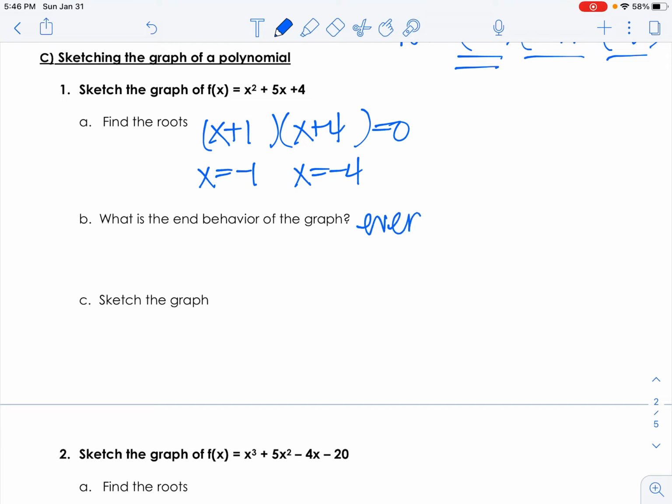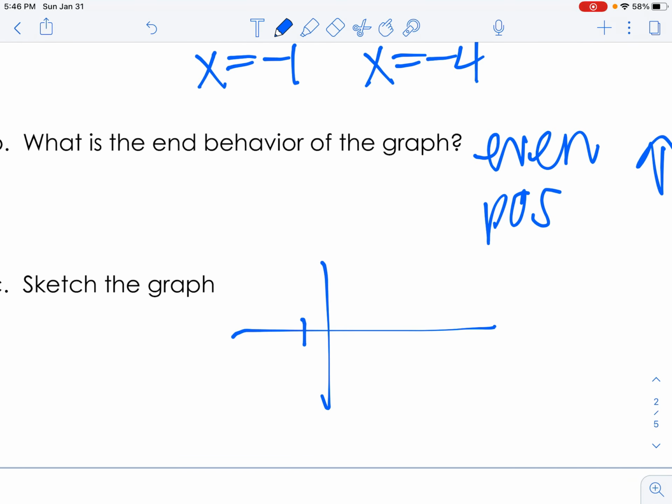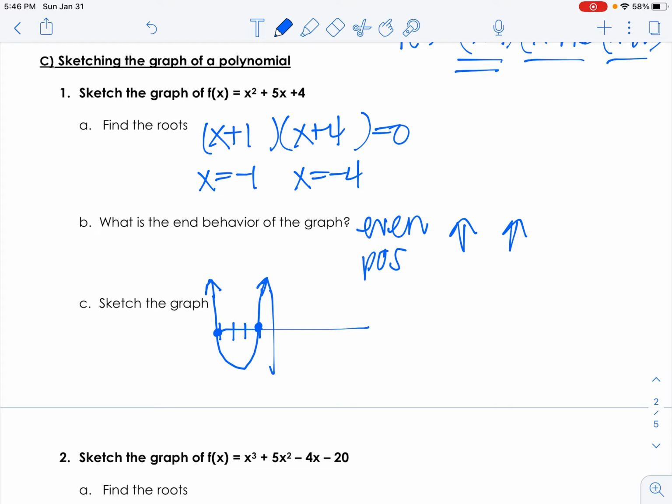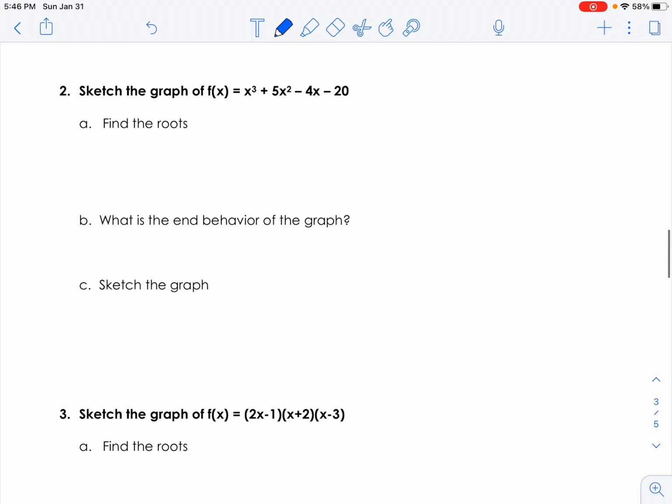Okay, this has an even degree and a positive leading coefficient, so I know both of my ends will go up and up. We don't necessarily have to write the end behavior out exactly like we usually do. So -1 and -4, and I know my ends both have to end up. So I'm going to go down and back up. That's just a rough sketch, but that's based off of those key features.